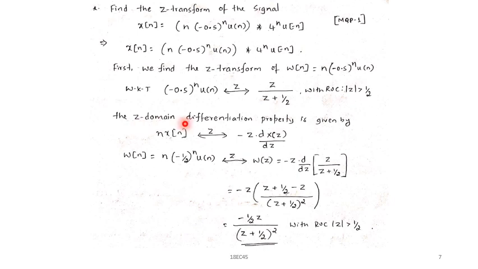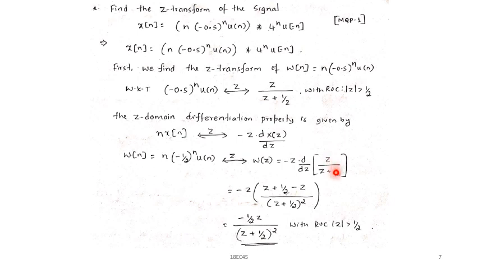Now you know the differentiation property in the z domain: the z transform of n into x of n is minus z into d by dz of x of z. So it's the differentiation property of the z transform. I'll use this because this signal is multiplied by n. So I consider w of n equal to n into (-1/2)^n into u of n. Its z transform, w of z, is given by minus z d by dz of z divided by z plus 1 by 2.